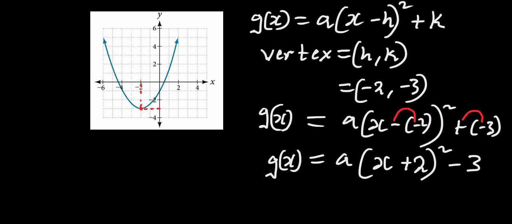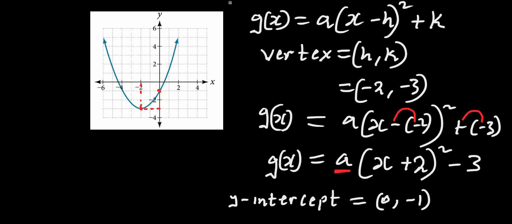So next is for us to find the value of a. And we can find the value of a by picking a point from the graph. So the recommended point is the y-intercept, which is at this point. So the y-intercept from the graph, from the curve, is equal to 0, -1.